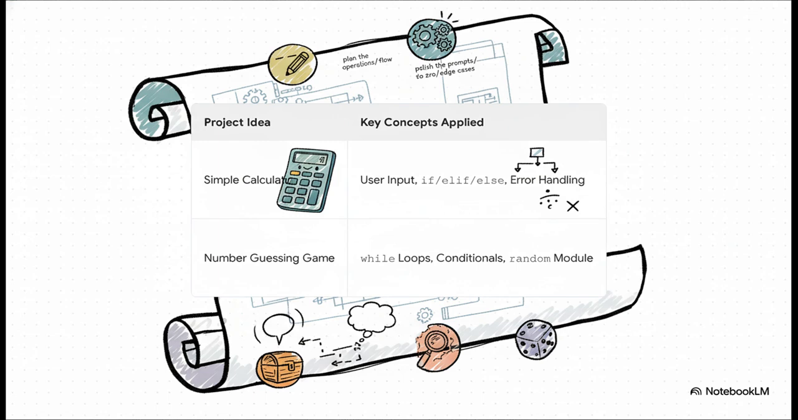Want to build a simple calculator? Cool. You'll plan the math operations, build the logic, polish the input prompts, and test for things like dividing by 0. What about a number guessing game? It's the exact same process. Plan the game's flow, build the main loop for guessing, polish the higher or lower feedback, and test what happens when the user enters crazy numbers.